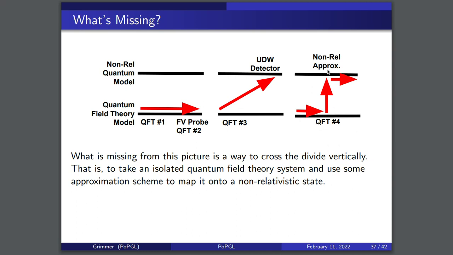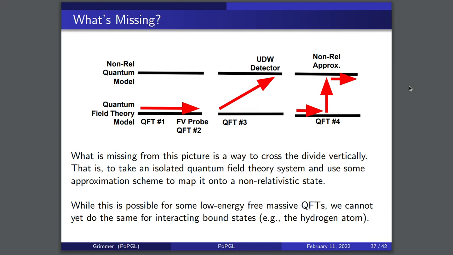We make some non-relativistic or non-quantum approximation of this thing to jump up the line, and then with this now approximated version of our experiment, we continue on modeling in a non-relativistic way past that. So we take this jump vertically, not during an interaction. While this is possible for some low energy, free, massive QFTs, we can't yet do the same thing for interacting bound states, like the hydrogen atom. As I mentioned, we don't have a very good second quantized description of the hydrogen atom. So we have a good first quantized approximation, which we could put up here, but down at the bottom here, we don't have a second quantized thing. So we wouldn't even know how to describe what goes on down here.